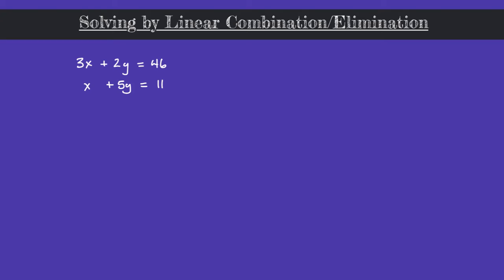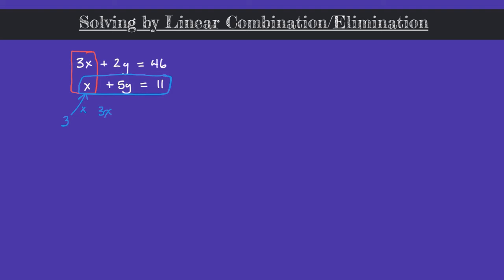But I'm going to look specifically at the 3x and the x. How can I make them match? Well, if I multiply this x by 3, I can end up with 3x. However, I can't just multiply that x by 3. I have to then multiply the entire equation by that 3 in order to keep the relationship between these two equations true. So if I need to multiply the x by 3 to get that 3x and get a matching pair, then I need to multiply the entire equation by that same number.